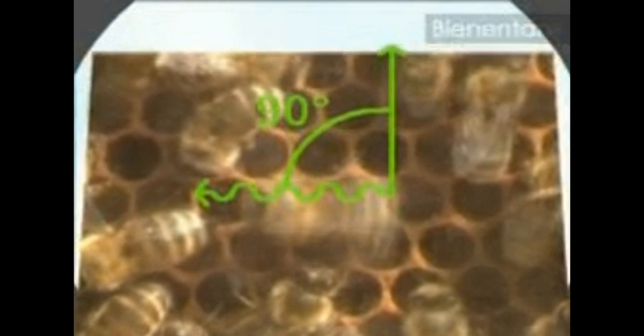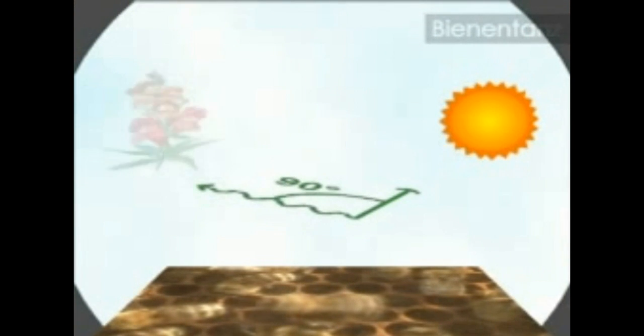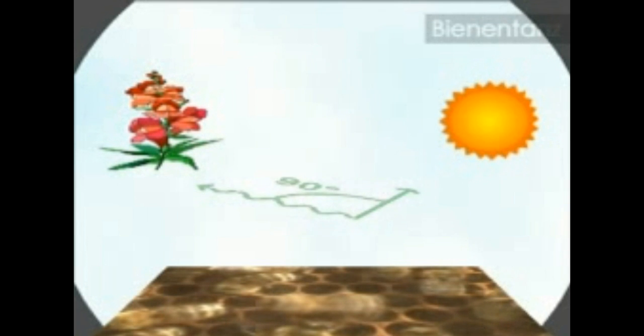The secret lies in the direction of the straight run, or to be more precise, in the angle between the straight run and the perpendicular, which in this case is 90 degrees to the left. This tells the other bees that food is available 90 degrees to the left of the sun. If the angle is 60 degrees to the right, they'll be flying 60 degrees to the right of the sun.